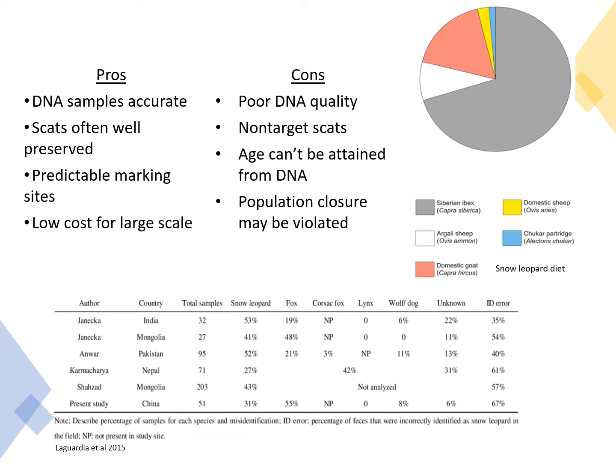If scat is incorrectly identified in the field, resources are wasted on sequencing, as shown in the chart where more than 50% of most samples taken were not snow leopard. There may also be violations of some modeling assumptions, as subadults could be included in the samples, and scat lasts a long time in the field, so the population may not be closed.